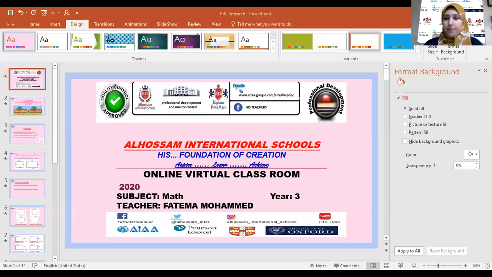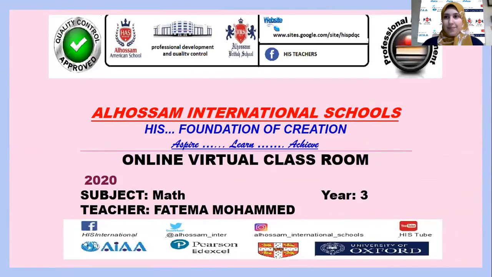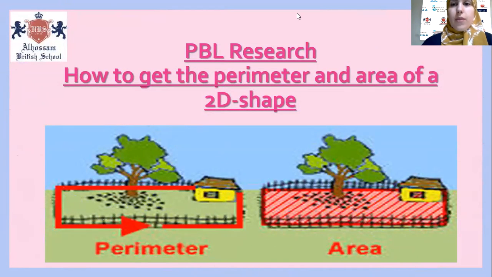Today we will be learning how to get the perimeter and the area of a square and a rectangle. So let's start with Ms. Fatima at Al Hassam International School. Let me share with you my presentation now. Okay, here we go. This is how to get a perimeter and an area of a 2D shape.